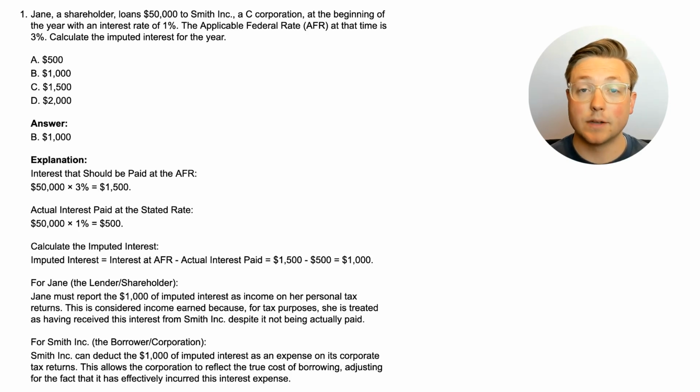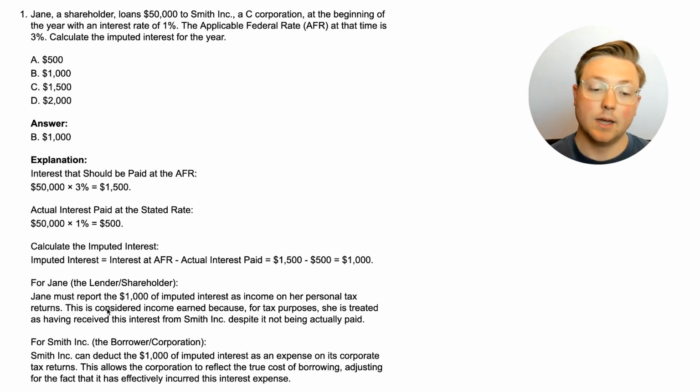All right, the answer is $1,000 of imputed interest, so it's pretty easy to figure out. You take the applicable federal rate, so the rate that you should be charging at, and that's $1,500 in this case, 50,000 times 3%. And then the actual interest paid was at the stated rate, and that's $50,000 times 1%. So you take the difference, $1,500 less $500, and that gives you the imputed interest of $1,000.